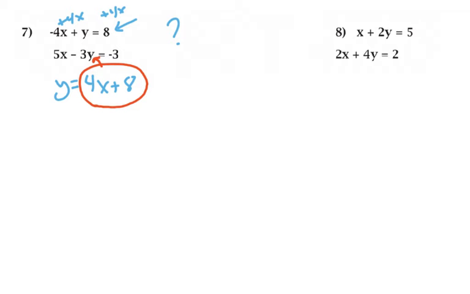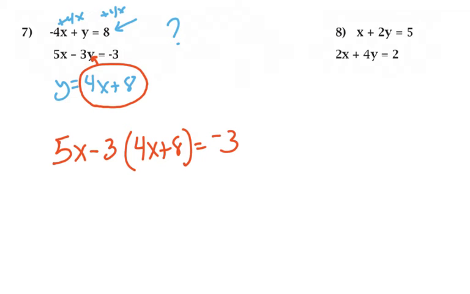Now, the secret to this is when you substitute, you do not want to substitute it back in where it came from, because if you do that, since you're putting it right back where it came from, you're always going to get something like 5 equals 5 or 8 equals 8. So you have to put it in the other equation when you do that. So I'm going to write 5x minus 3 times, and instead of y, I'm going to write 4x plus 8 equals negative 3. And then you solve that equation.